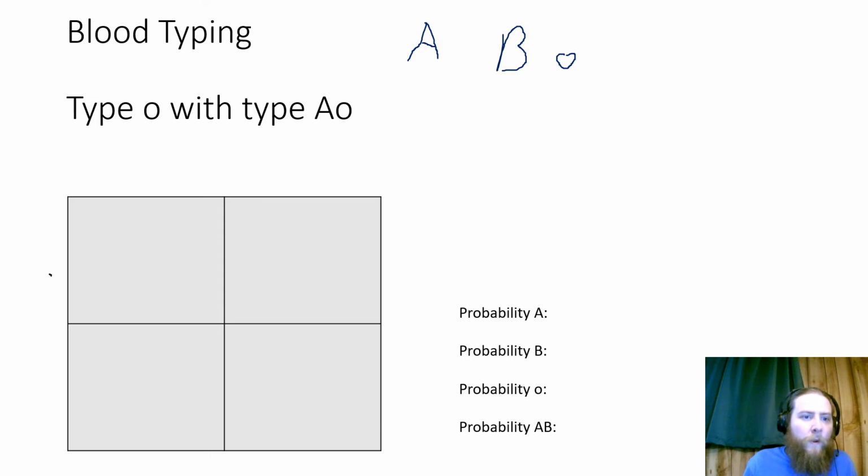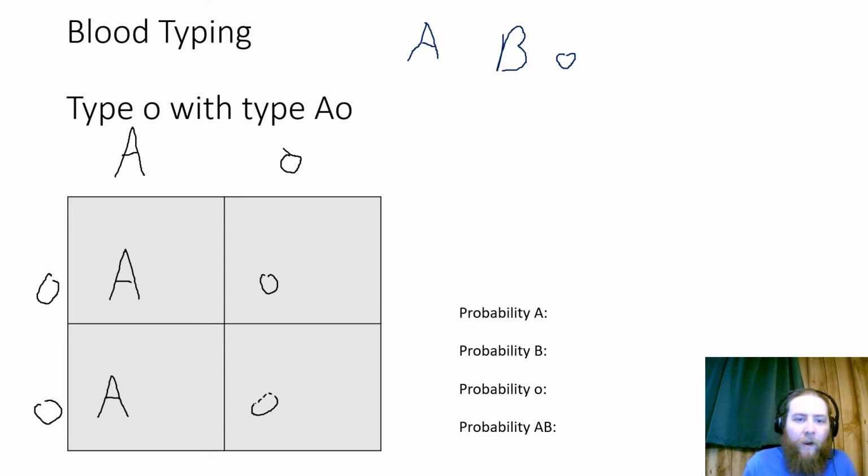We're going to start slow. We're going to have an O blood type, and we're going to mix with somebody who we know has blood type AO. Big A, little O. So bringing this A down, bringing this O down, bringing this O across, and bringing this O across.